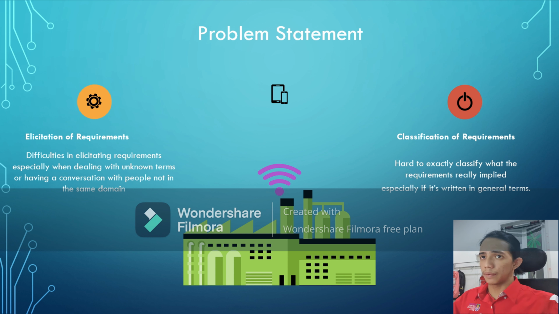Other than that, the second problem statement is the classification of requirements, where it is hard to exactly classify what the requirement really implies, especially if it's written in general terms. It means that not all people have the knowledge to classify between, in our project, functional and non-functional requirements. This is the continuation of the introduction.